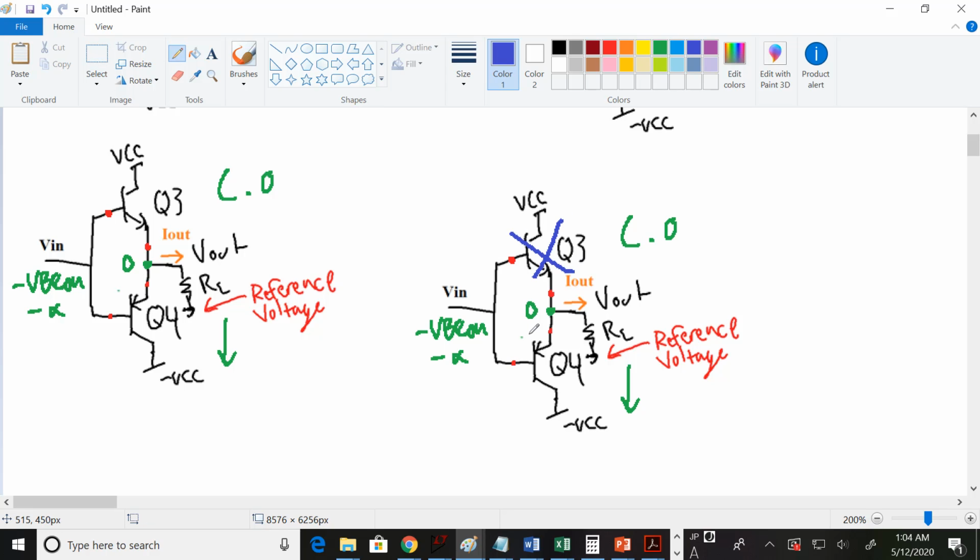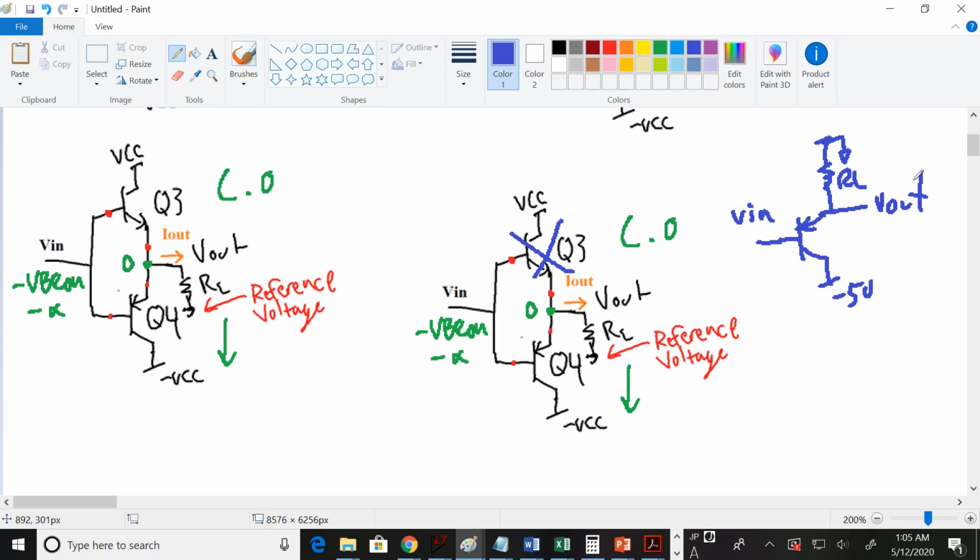And if you redraw the circuit, now you have Vin, and you have your minus 5 volts. And then you have, there's actually ground here. And you have, once again, a common collector, but this one's PNP based.